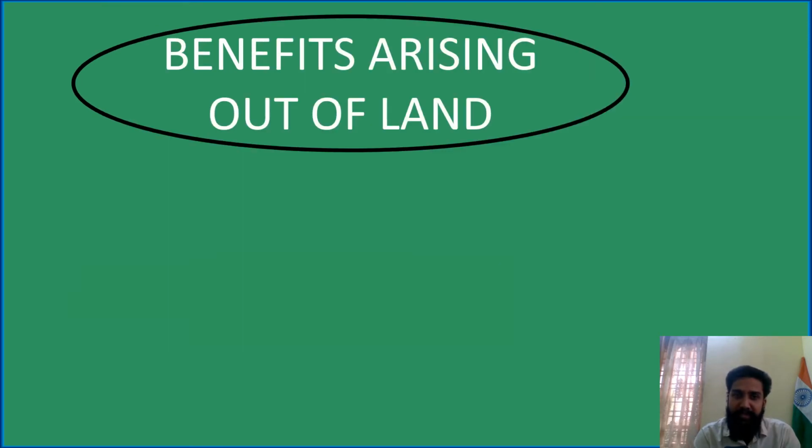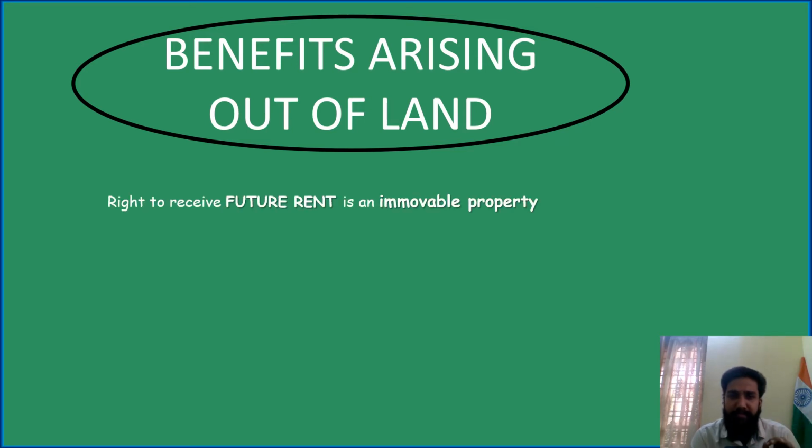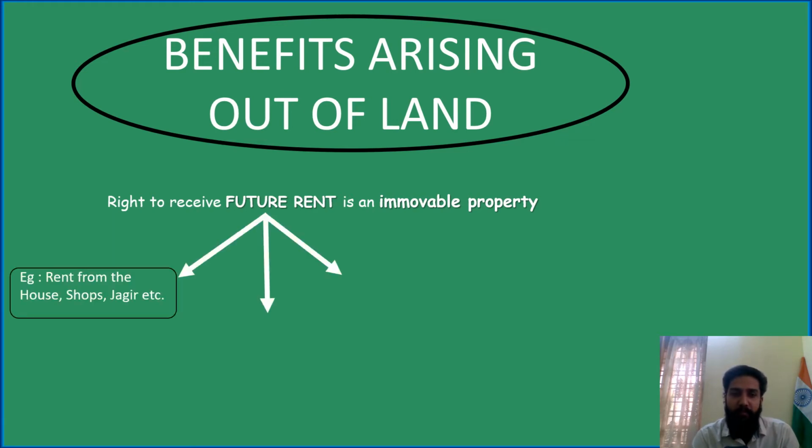So the next one is benefit arising out of land. You might already know it since you already know the concept. The right to receive future rent is an immovable property, because the rent from the land is a right, so it is also an immovable property. Examples of future rent: rent from houses, shops, jagir, etc.